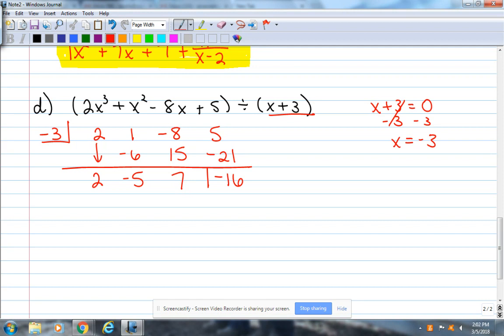All right. Now you have to write your answer as a polynomial, though. What did I tell you to do for your polynomial? Drop a power. You start with a third power, so you're going down to a square. So 2x squared minus 5x plus 7, and then -16 over x plus 3. You say -16 over that binomial.